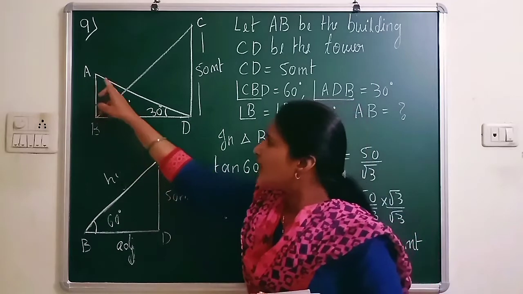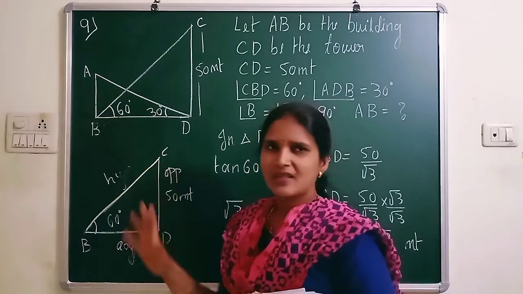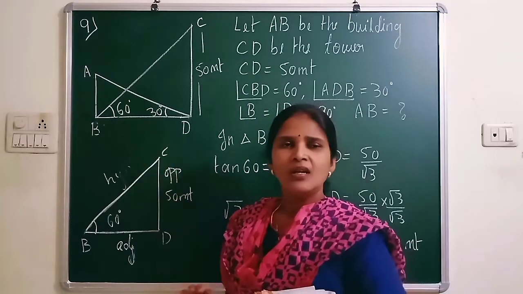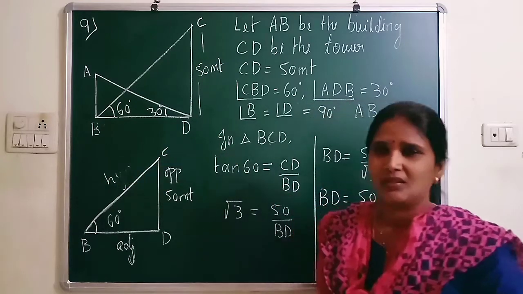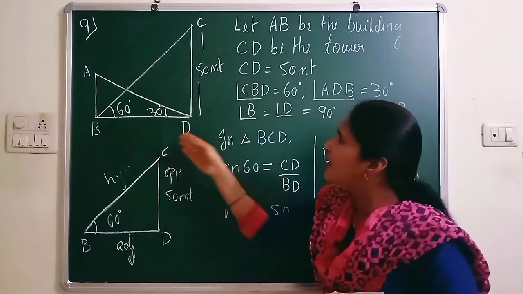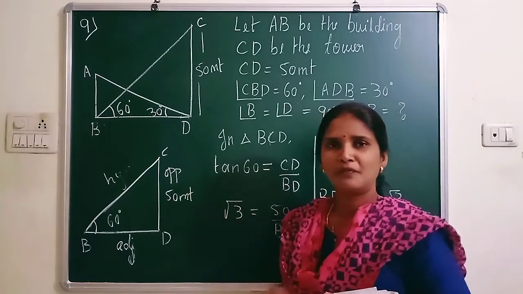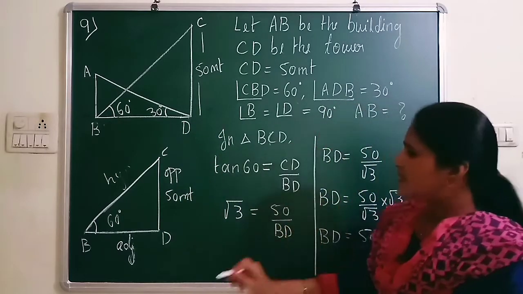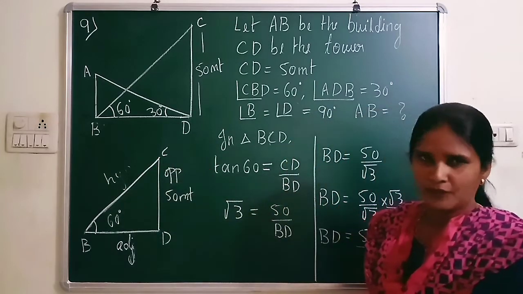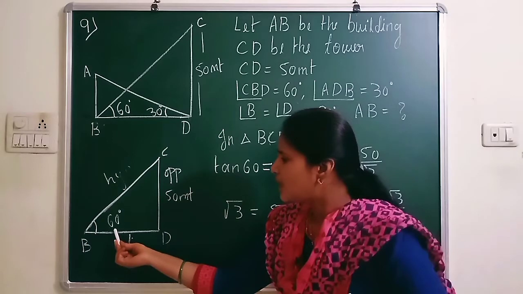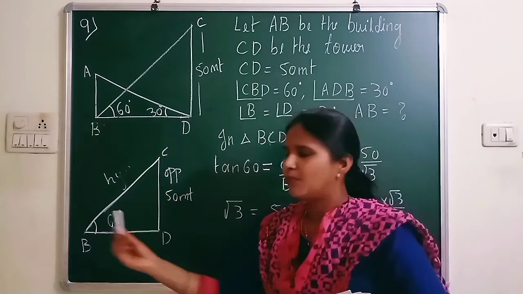Now AB is in triangle ABD. If you observe this ABD triangle, we don't know any side, either AB or AD or BD. Because of that, let us pick the triangle in which you know something. In this bigger triangle you know one side, that is 50 meter. So pick the bigger triangle first. So in triangle BCD, the height of the tower is given 50 meter and if this is the acute angle, clearly I can take opposite, adjacent and hypotenuse.